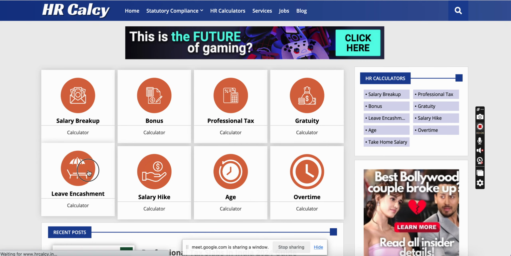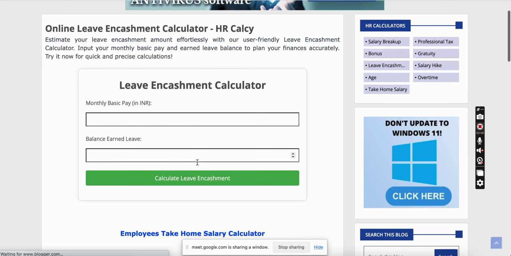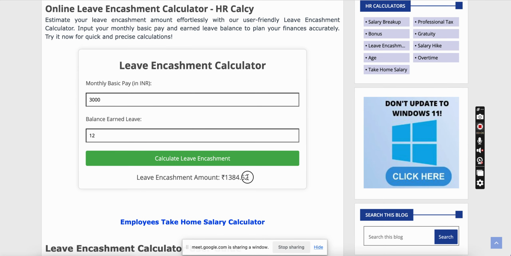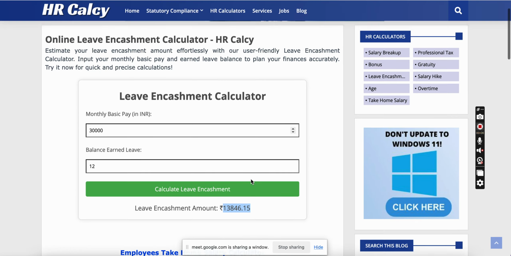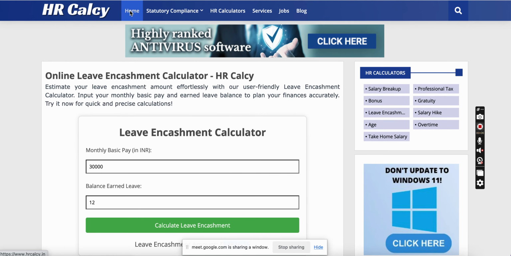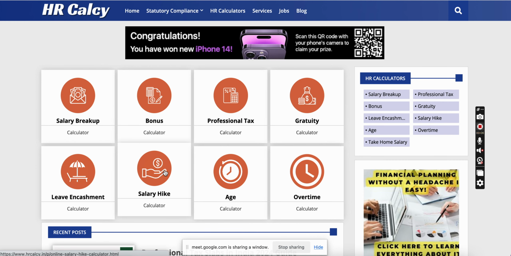Similarly, leave encashment. Suppose my basic salary is 30,000 and I have 12 leave balance, and I'm leaving the job, so I should get this. Sorry, it is 3,000. 30,000. Yeah. So 13,000 is what I should get in my FNF as my leave encashment amount. Because people don't know how to calculate, that's why I have launched all this.